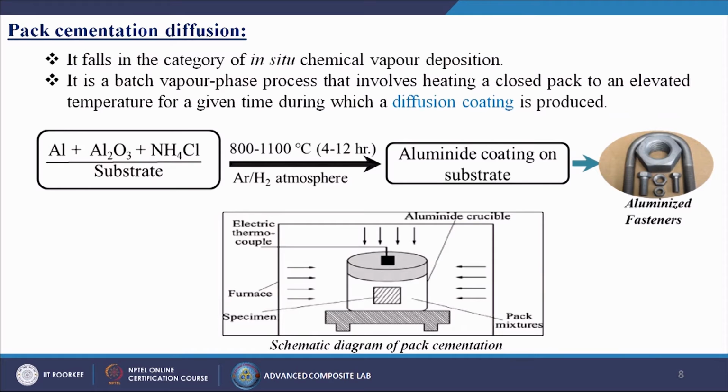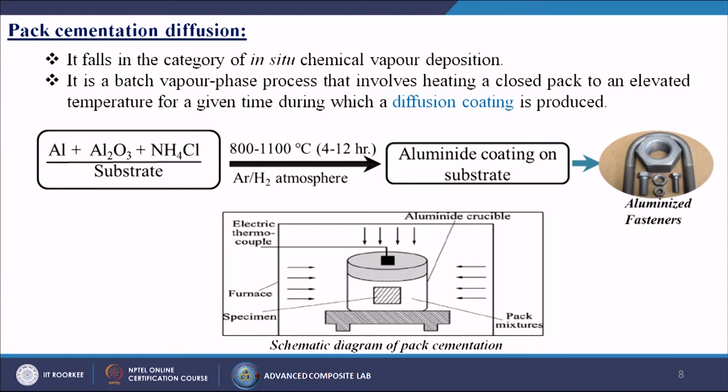Next one is pack cementation diffusion. First, let us know what the pack cementation process is. This process comes under the category of in situ chemical vapor deposition. It is a batch vapor phase process that involves heating a closed pack to an elevated temperature for a given time, during which a diffusion coating is produced.